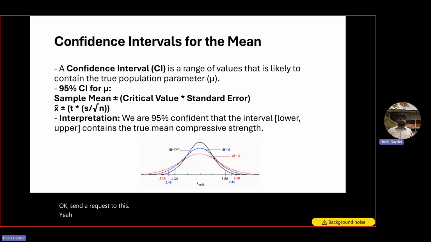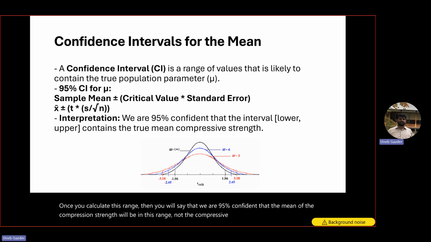Once you calculate this range, then you will say that we are 95% confident that the mean of the compressive strength will be in this range. Not the compressive strength will be in this range. The mean will be in this range, not the value itself.